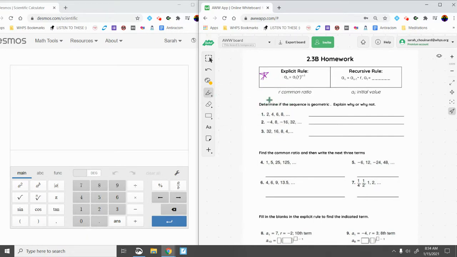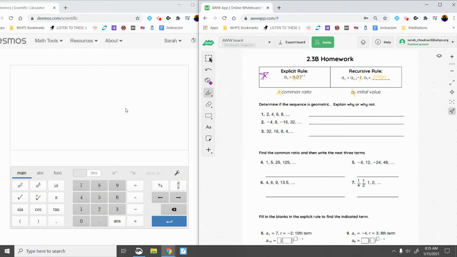For recursive and explicit rules, we're going to have to find two parameters. We're going to have to find the common ratio, and we're going to have to find the first term. So each sequence, we are going to be looking to fill in those two parameters of each of the rules. Common ratio is what we multiply each term by, and then the initial value is the first term in a sequence.